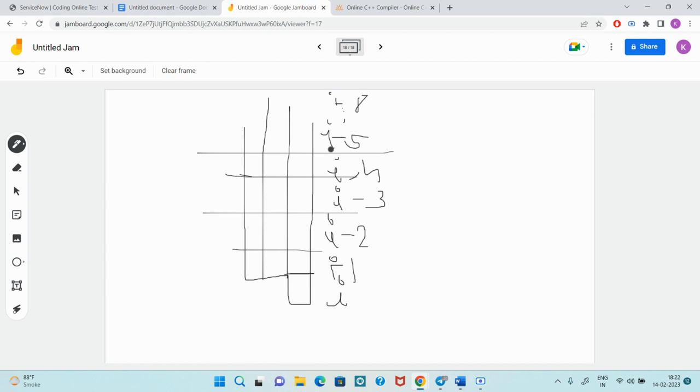Today is Valentine's Day, but fortunately I'm solving the problem here rather than enjoying my day. This is also enjoyment. Okay, my Valentine's is nothing but DSA.